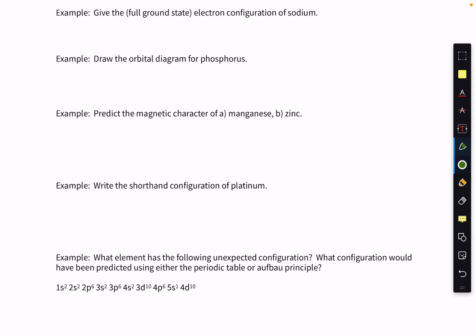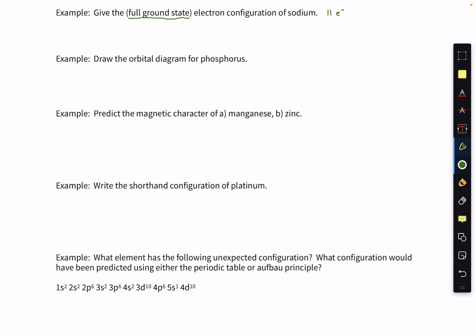So this next example wants us to give the electron configuration for sodium. And notice that in parentheses here it does say to give the full ground state electron configuration for sodium. So again, this is just telling us that we want to follow the Aufbau diagram or the periodic table and build this up starting with 1s. So sodium has 11 electrons.